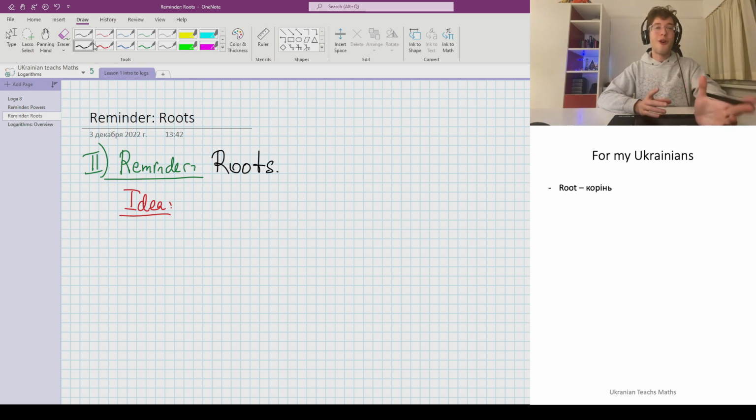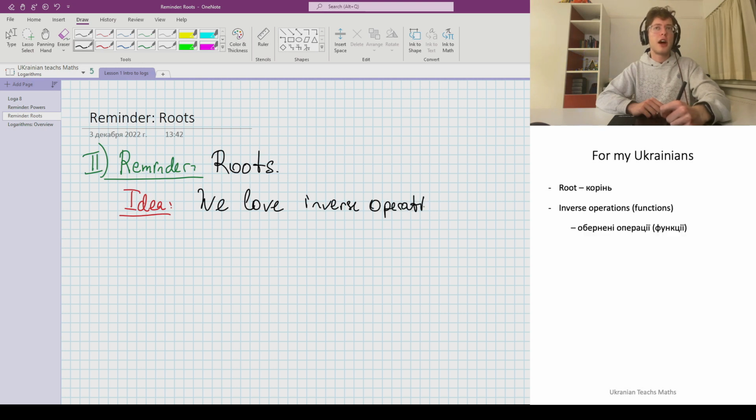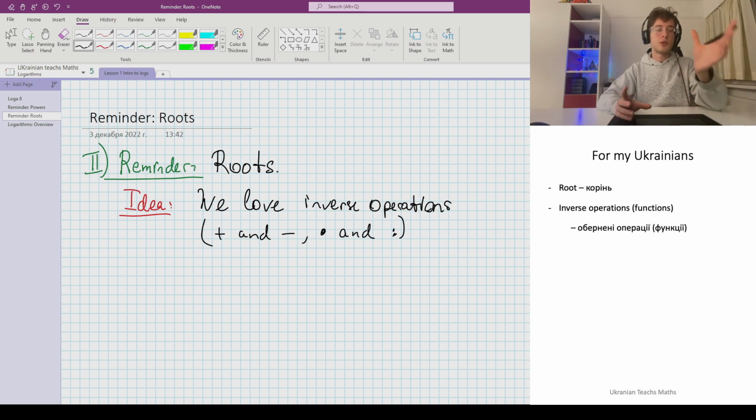So moving on to the roots. A general idea in mathematics is that we love to do inverses. We like to do inverse operations, such as, for example, plus and minus, or times and division. Mathematics loves to have one operation and look at what this operation would look like if we were to inverse it. And this is exactly the idea of roots.